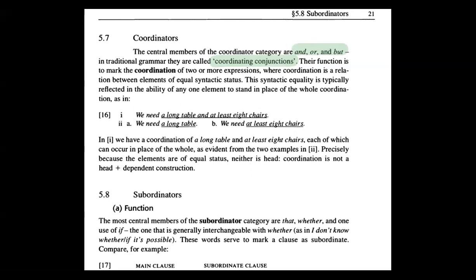We need a long table and at least 8 chairs. For example, I want to compound in order not to repeat the same sentence by using extra information, like we need a long table, we need at least 8 chairs. So we compound it by using these coordinating conjunctions. You can say either coordinators or conjunctions. Both names are correct. This is all about the coordinators.